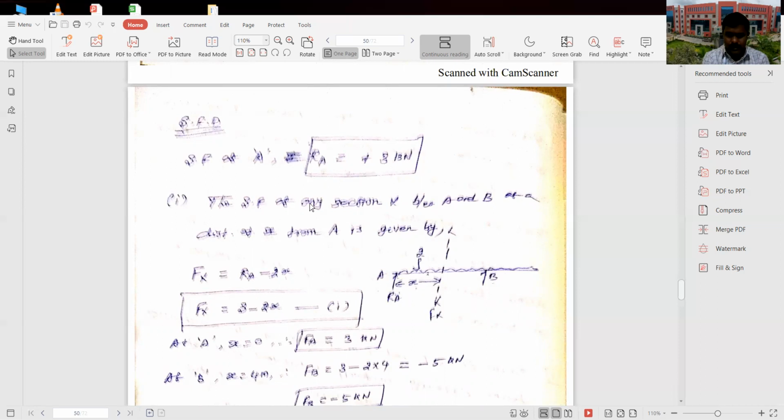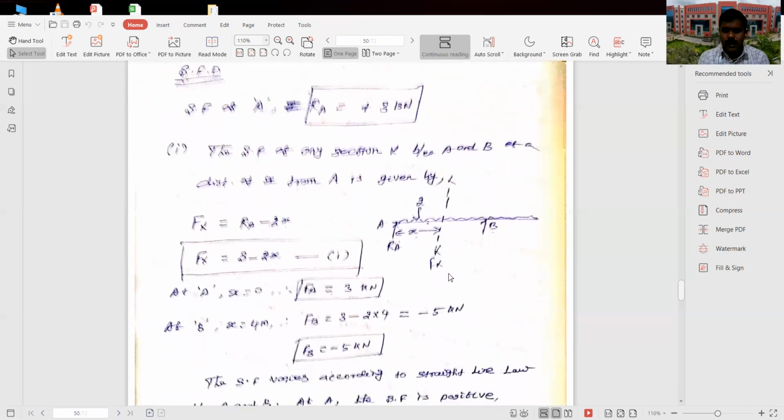Therefore, the shear force at any section XX between A and B, at a distance of x from A, is given by the following. In between A and B, I take the section XX at a distance of small x from the point A. So what is the shear force? Just add the forces on the left side of the section you consider. What are the forces available? One is the upward force RA, that is plus RA. Another one is the downward load, 2 into distance x.